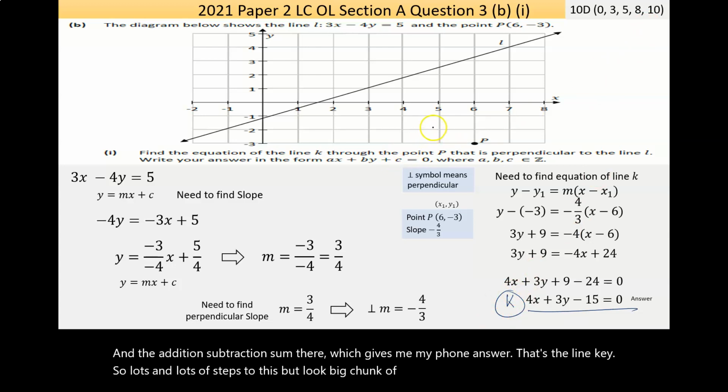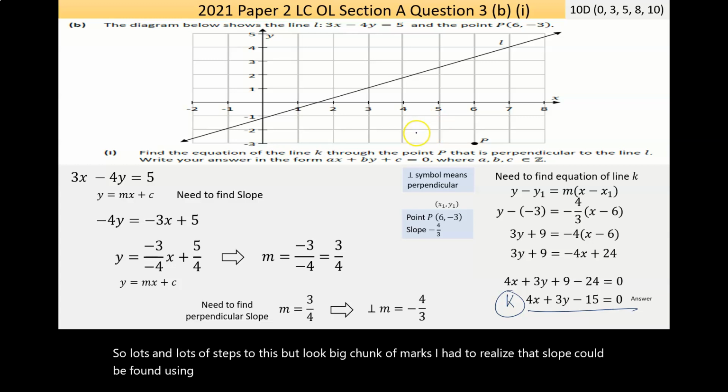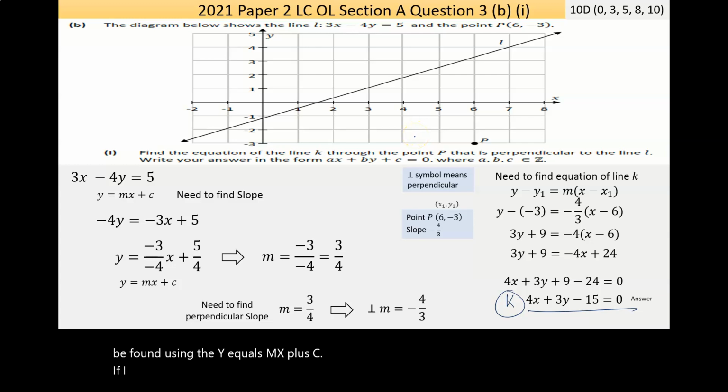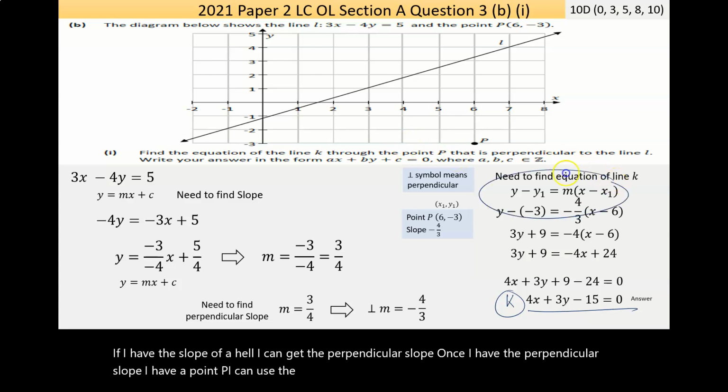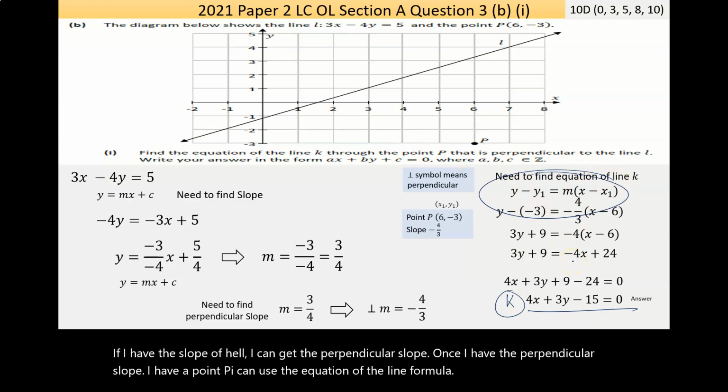I had to realize that slope can be found using y equals mx plus c. If I have the slope of L, I can get the perpendicular slope. Once I have the perpendicular slope, I have a point P. I can use the equation of the line formula to get to my answer. But again, lots of work.